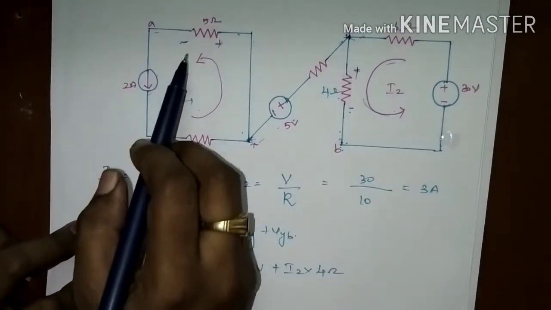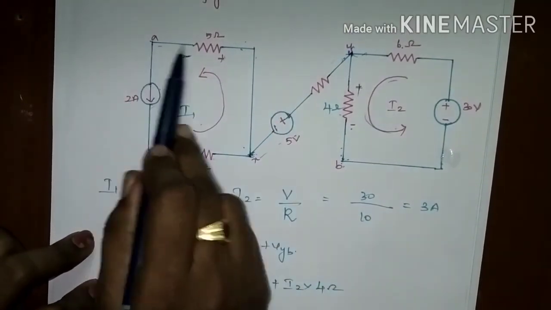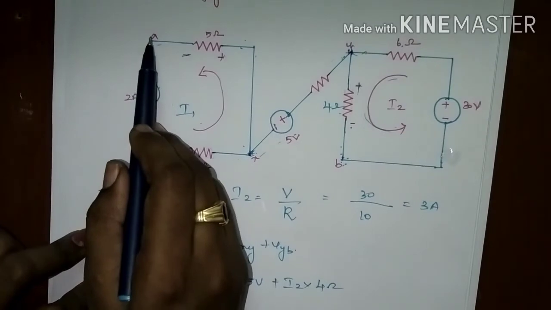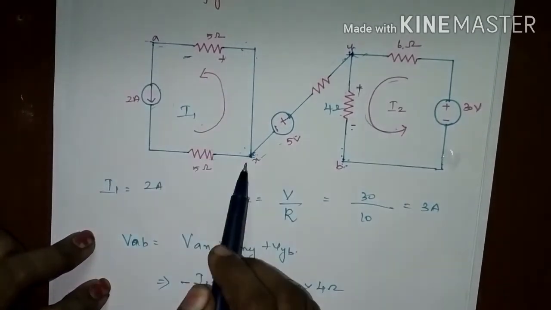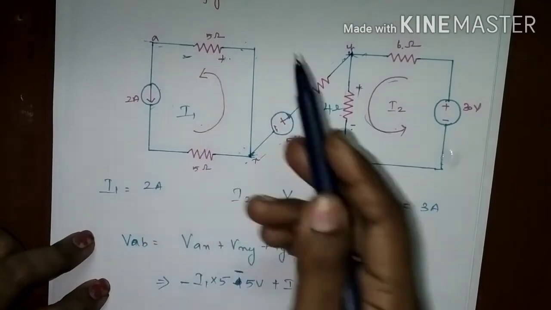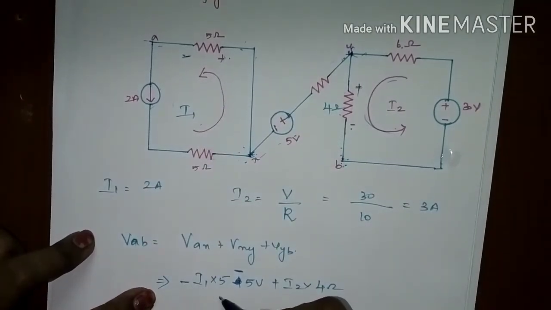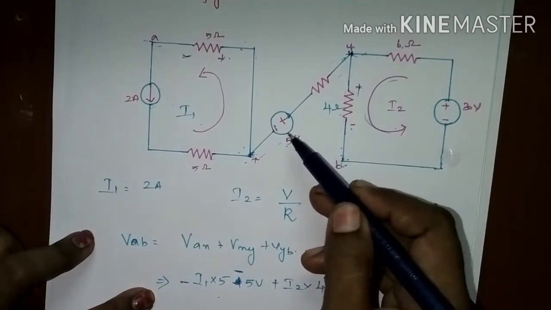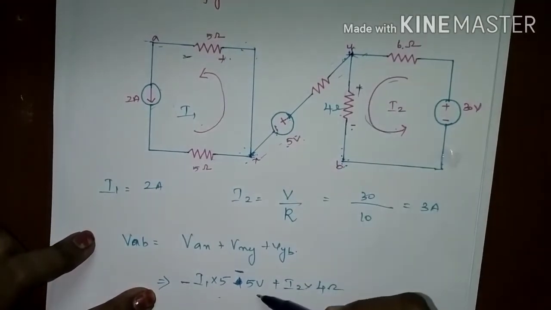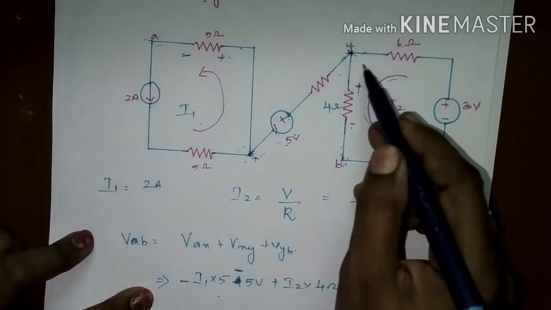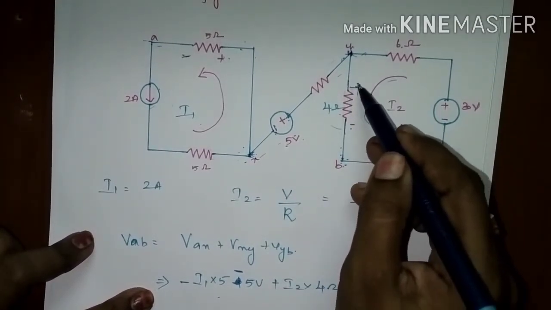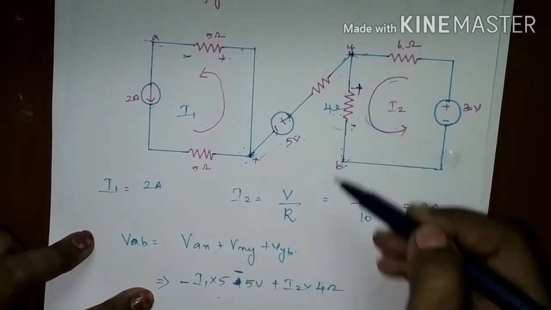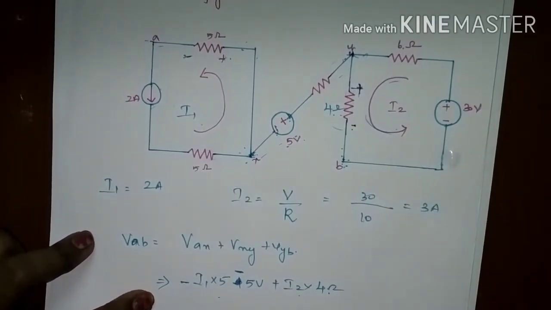Got it? See, I will repeat once again. Vab is the voltage across Vax, Vxy and Vyb. Vax is a potential rise, so I have mentioned that as minus of I1 into 5. And Vxy is 5 volt, which is a potential rise, minus to positive, so I have represented that as a negative value. Whereas in the case of 4 ohms, it is a potential drop from a positive value to a negative value, so positive of I2 into 4. You can represent either potential rise as positive or potential fall as positive.